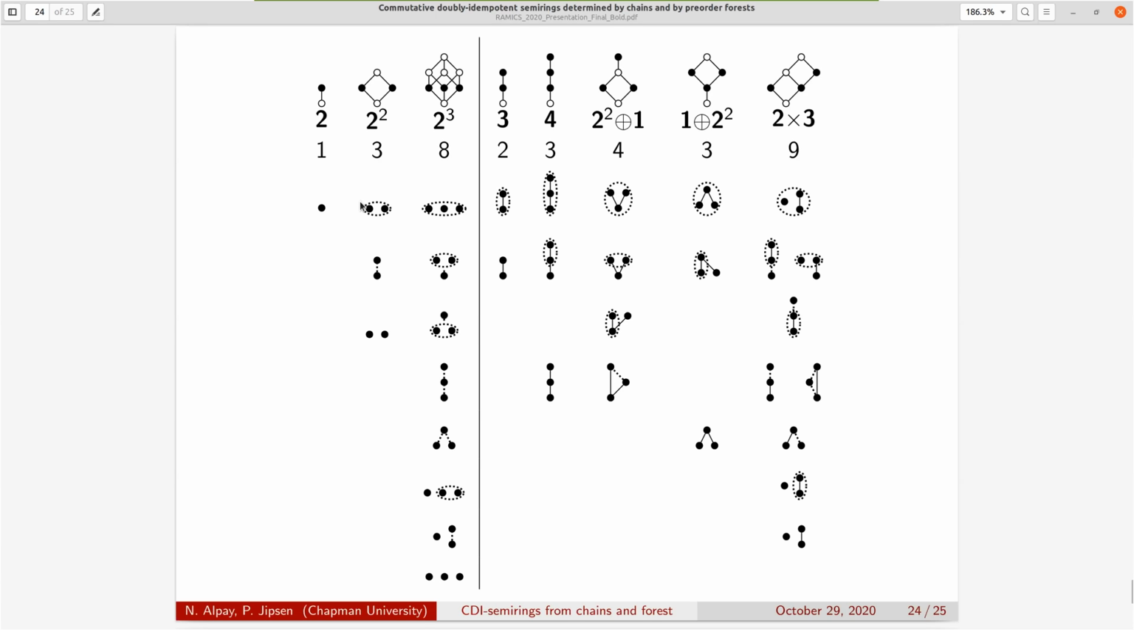So if we look at the previous picture that we had of the preorder forests with singleton roots, we will not have these pictures where we have bubbles on the top. But now that we do accept them, we have them. And then we have all the right part, which we didn't have before. So we basically constructed significantly more CDI semirings.